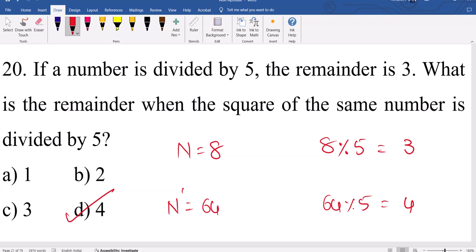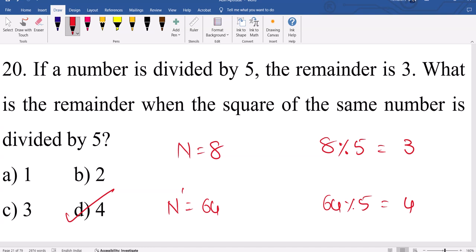Sir, why only 8, sir? Some people argue you take 3 also, no problem. When 3 divided by 5, remainder? 3 divided by 5, remainder? 3. What is 3 square? 9 divided by 5, remainder? 4. Same answer only will come.